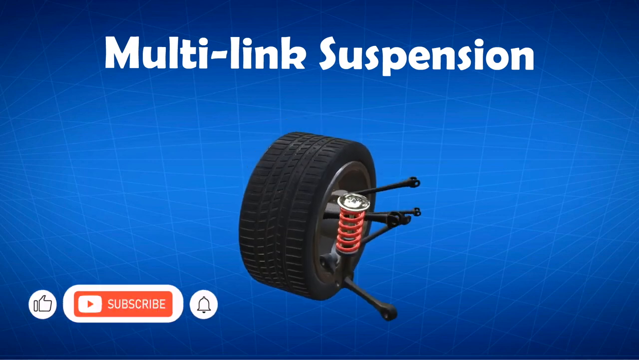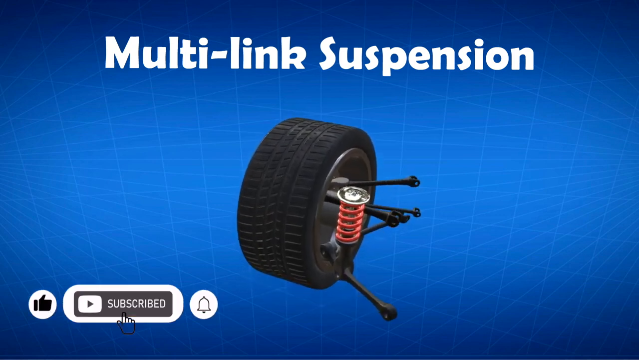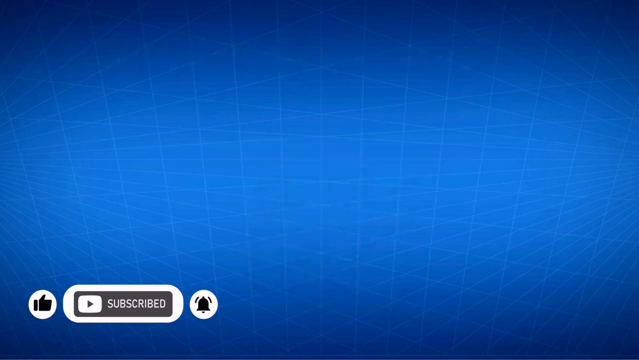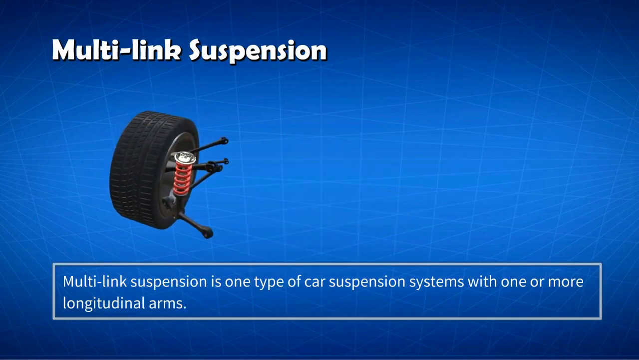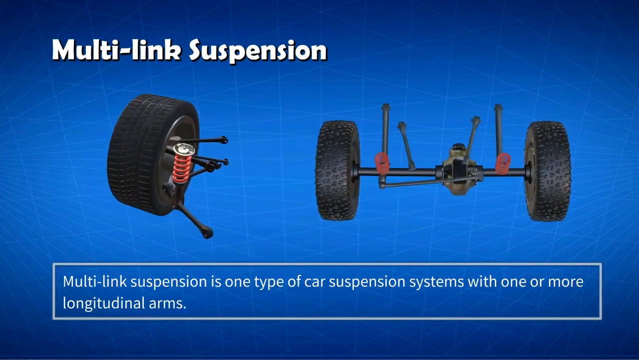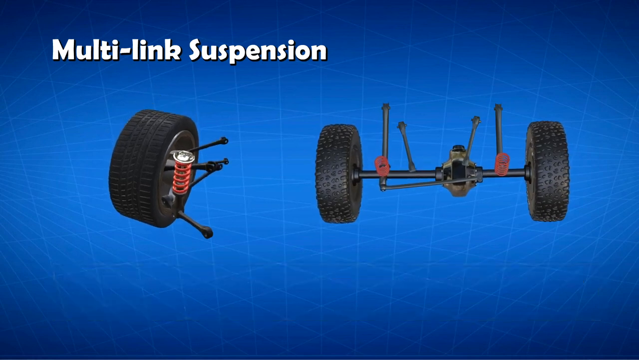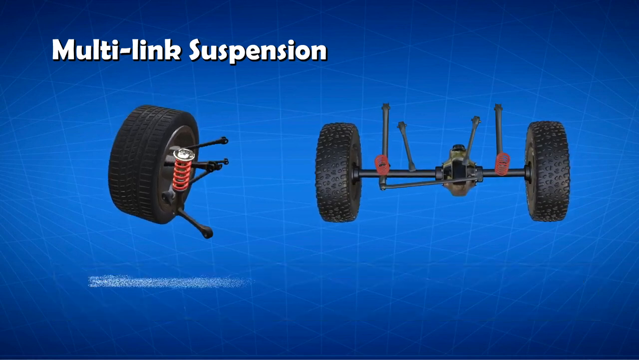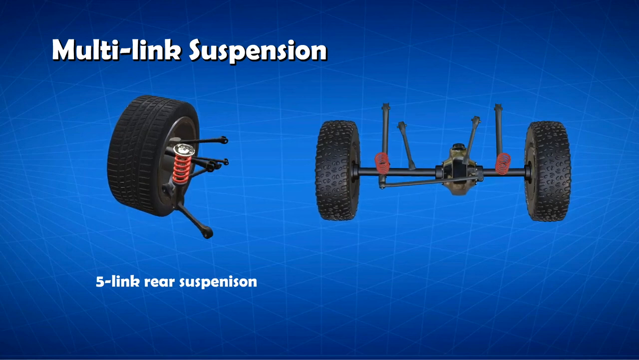Multi-link suspension. Multi-link suspension is one type of car suspension systems, with one or more longitudinal arms. In a broader definition, a multi-link suspension can be considered as a suspension system with 3 control links or more, multi-links.